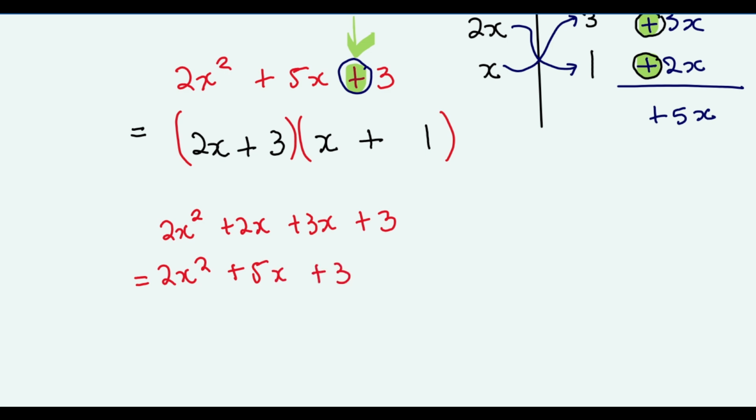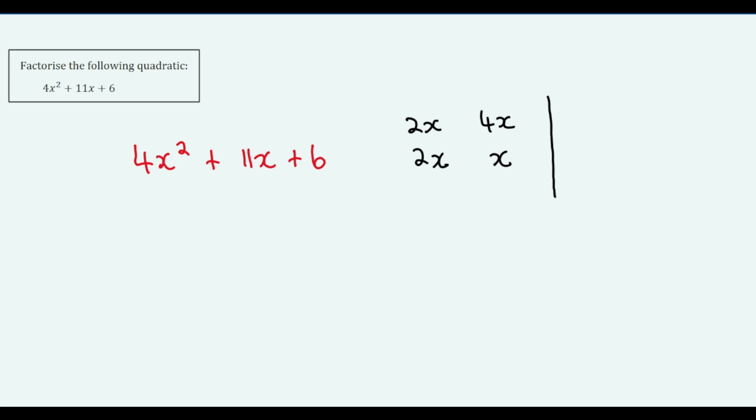So that matches what we had originally. Okay, let's move on to our third example. Here we have 4x squared plus 11x plus 6. Okay, this one's a bit harder because 4x squared has factors 4x and x, or another pair is 2x and 2x. Okay, what about 6?